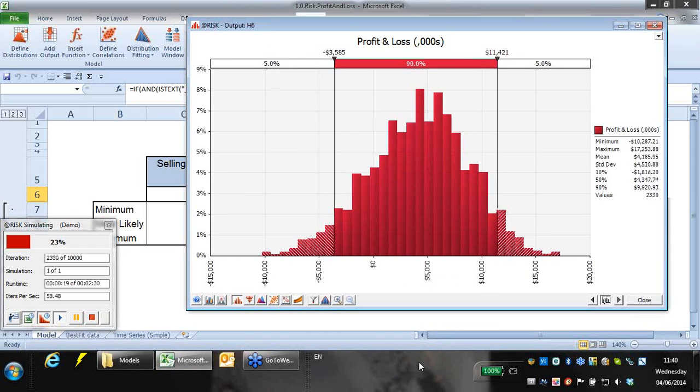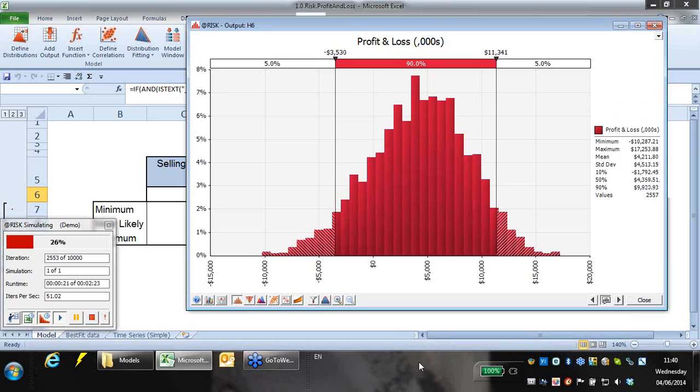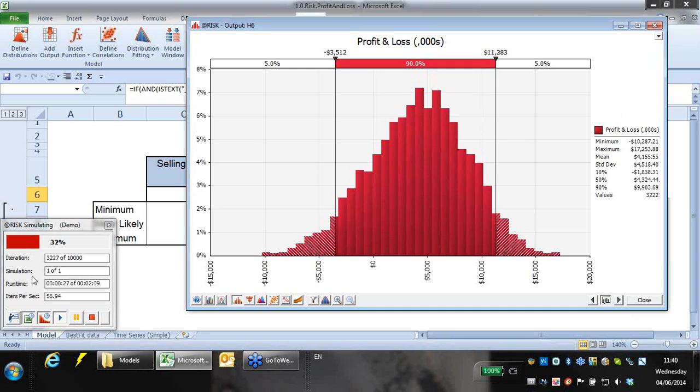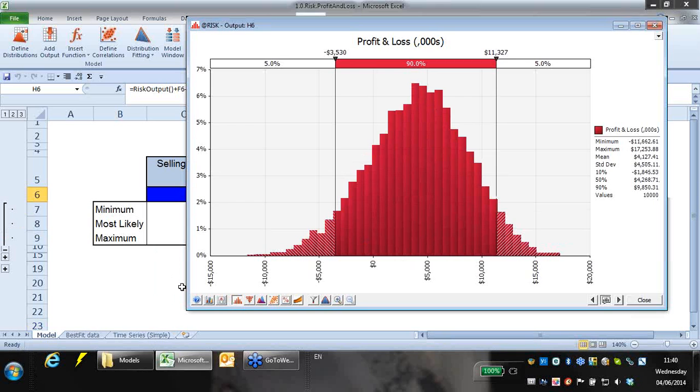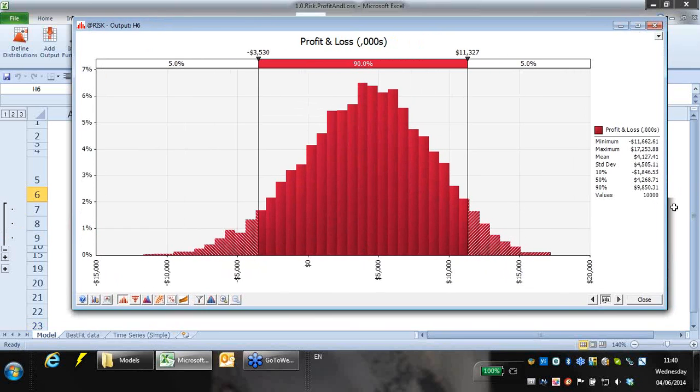is this. This is a histogram. This is showing me those 10,000 scenarios, and this is running in demonstration mode, so it runs pretty slowly. So if I just speed it up a bit, okay. Now what we have here is 10,000 scenarios for our profit and loss rather than just one scenario.